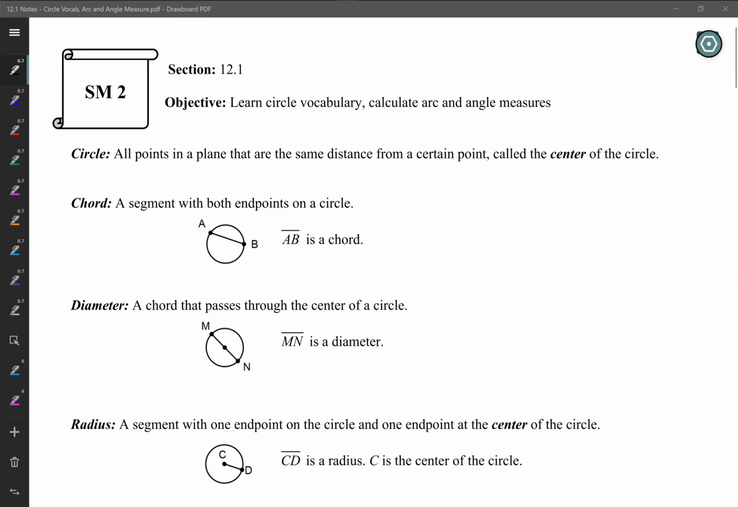So, the circle of life. Yeah, that was beautiful, wasn't it?